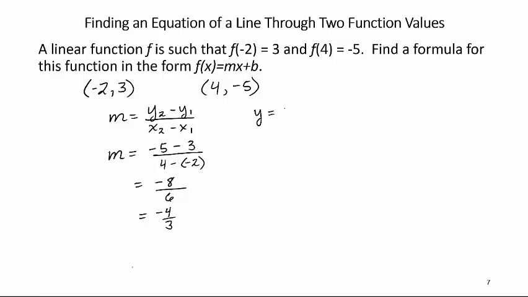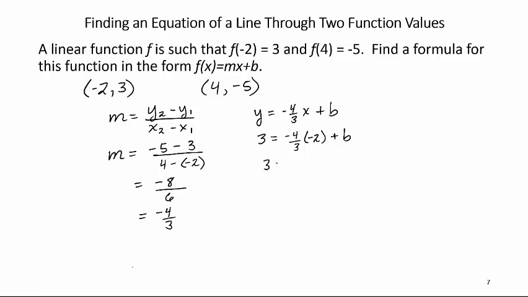All right, so now that we have the slope, we know this much. We know that y is equal to negative 4/3 x plus b, right? But we still don't know b, which is the y-intercept. So we can pick another point, (negative 2, 3) or (4, negative 5), either one we want. I'll take (negative 2, 3). So 3 is the y value, and negative 2 is the x value.